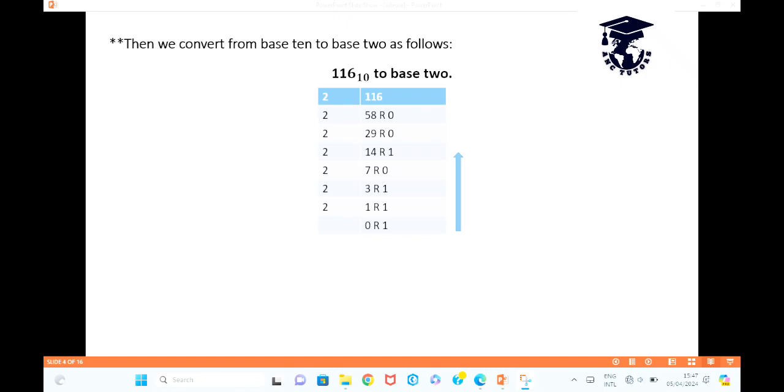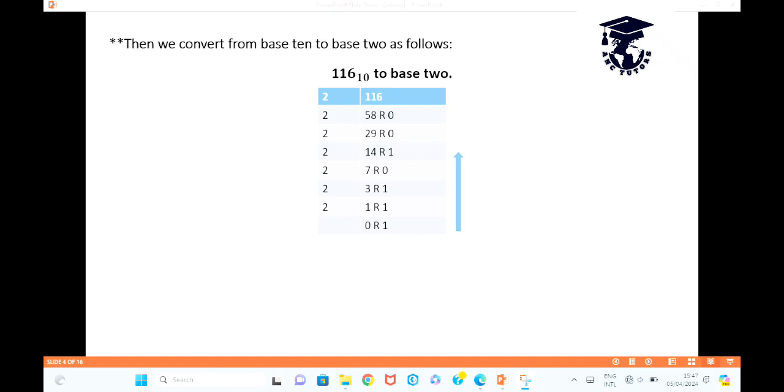Moving on, 2 in 14 will give us 7, remainder is 0. 2 in 7 will give us 3, remainder 1. 2 in 3 will give us 1, remainder 1. And 2 will go in 1 zero times, which is impossible, so we write 0, remainder that 1.